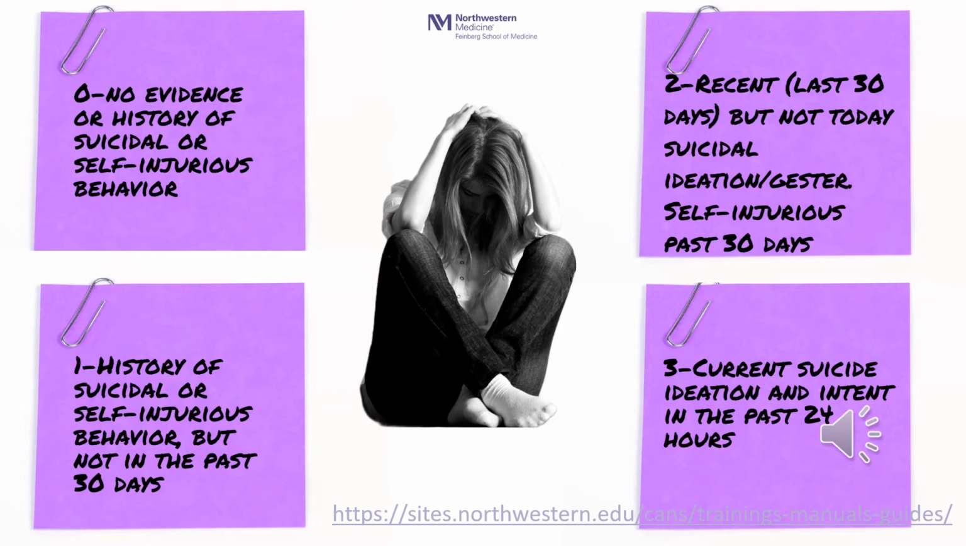Looking at the rating for 61 suicide risk, we see that a 0 is no evidence or history of suicidal or self-injurious behaviors. A 1 would indicate a history of suicidal or self-injurious behaviors, but not in the past 30 days. A 2 would be recent, last 30 days, but not today, suicidal ideations, gestures, self-injurious, past 30 days. And a 3 is current suicidal ideations and intent in the past 24 hours. Note how the time frame on this moves slightly away from that standard 30-day window.